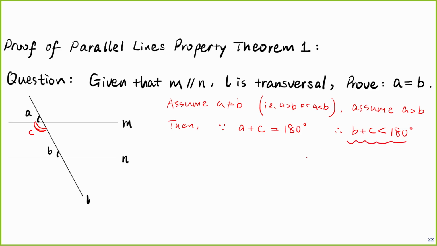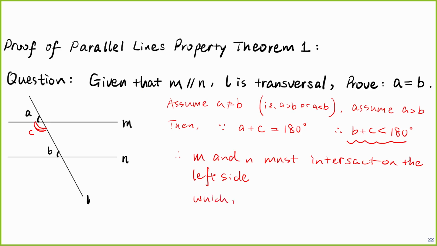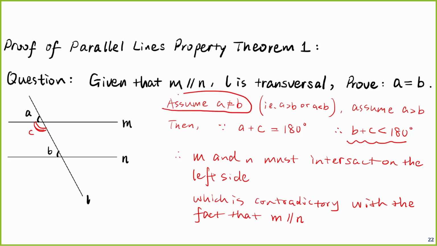So what does this indicate? According to Euclid's fifth postulate, M and N must intersect at some point, right? On the left side. So this is contradictory with the fact that M is parallel to N. Therefore, our assumption here does not hold. It's not correct. Therefore, A must equal B, right?